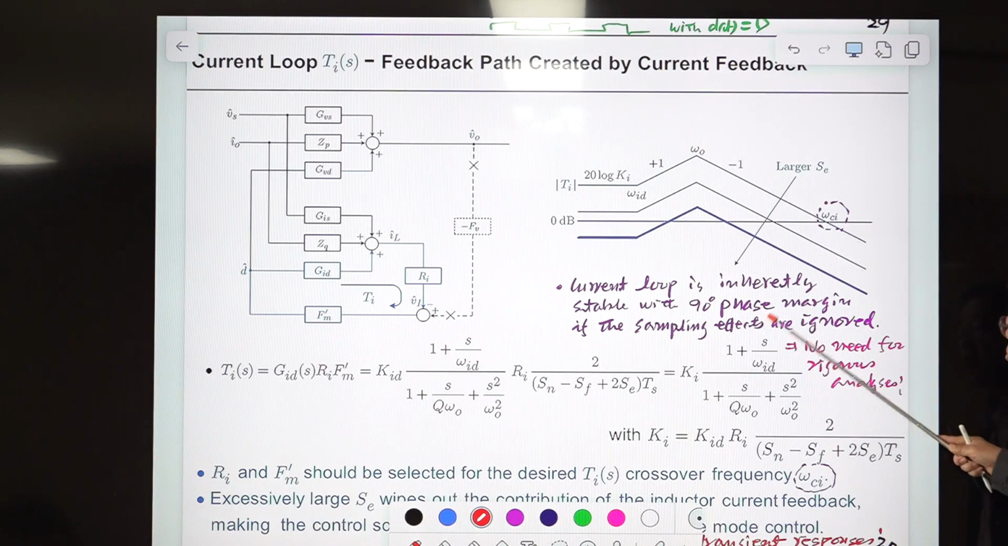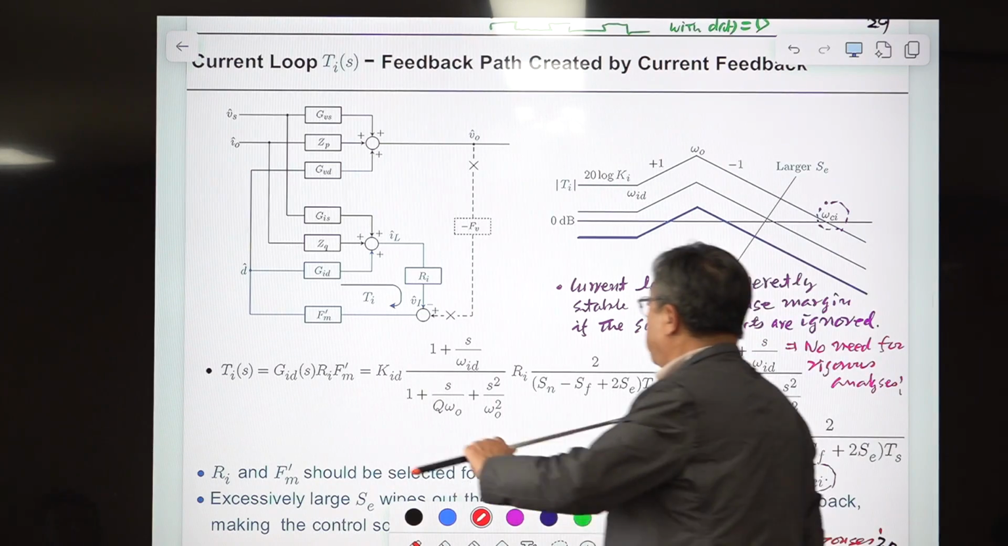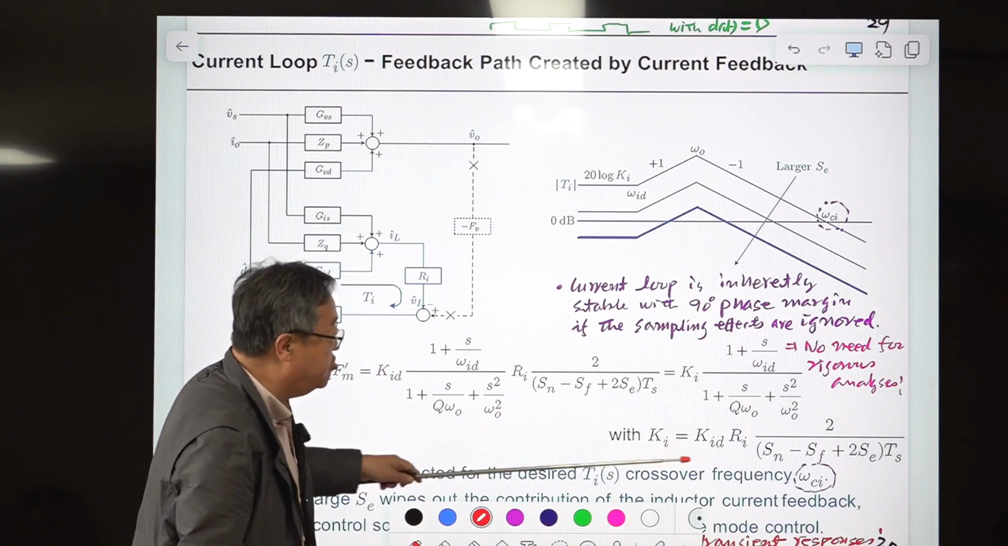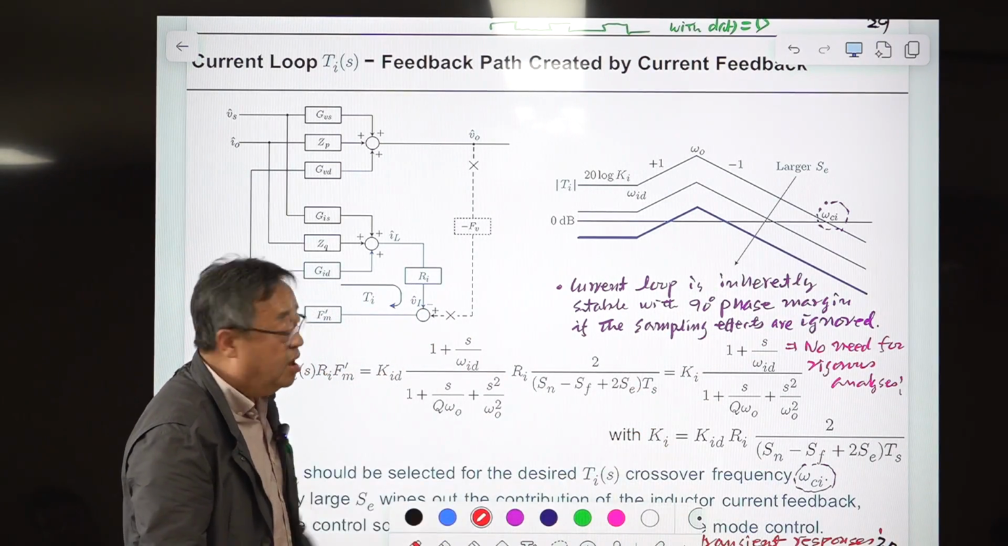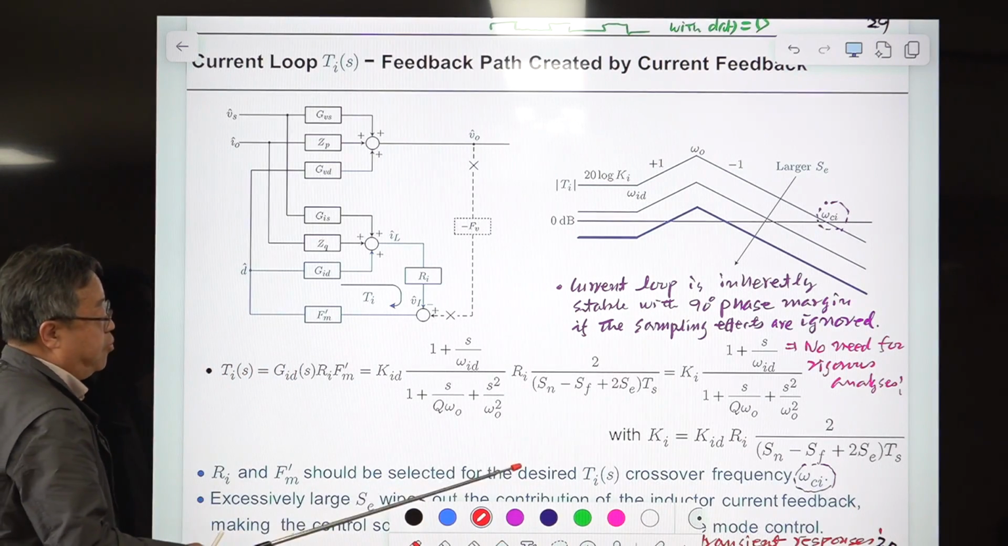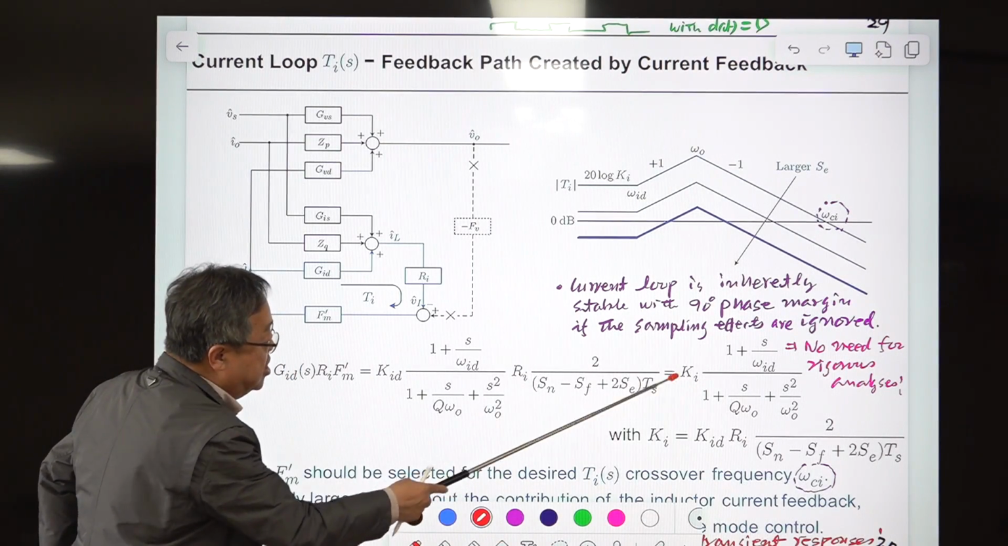Then this becomes K_i. Here is a 1, 0, and here is a double pole. The expression of the double pole is the same as in the voltage mode control case. It can be different for the buck-boost, but it has the same pattern, and K_i is the product of the three constants, which is this.